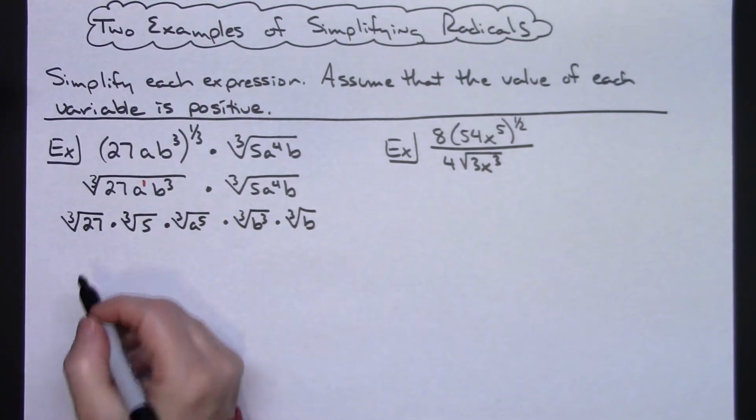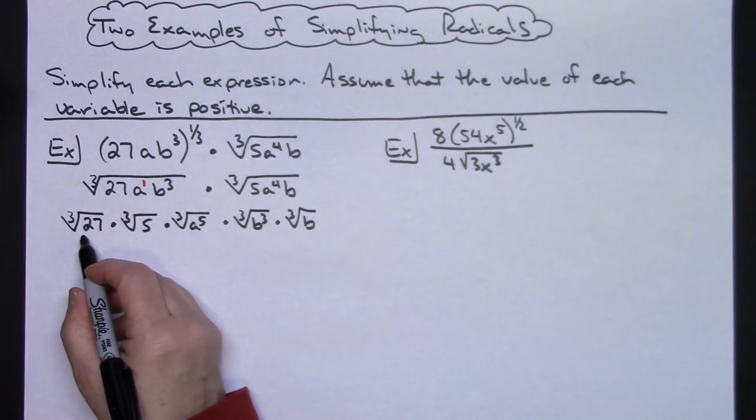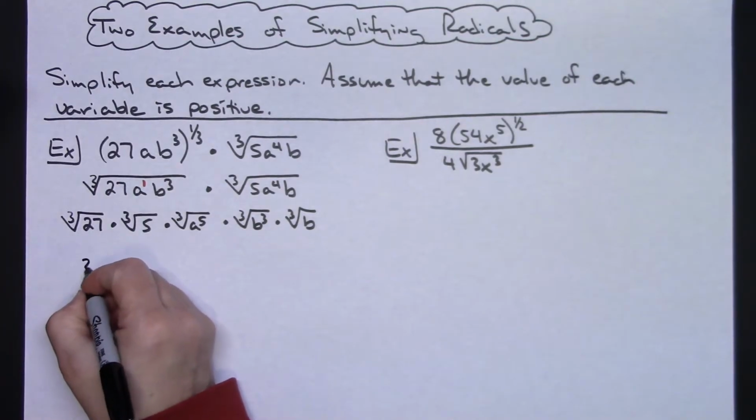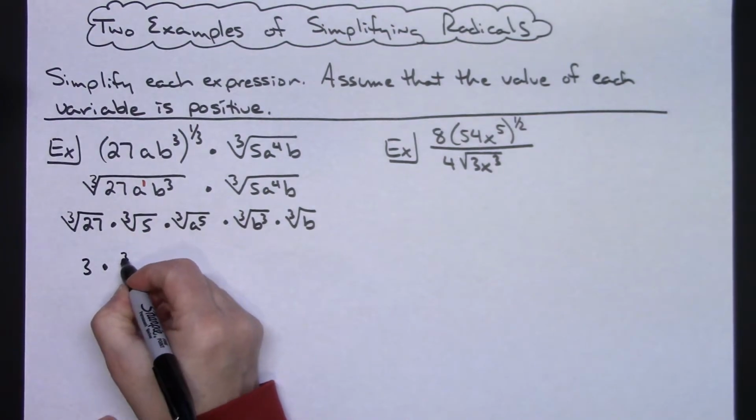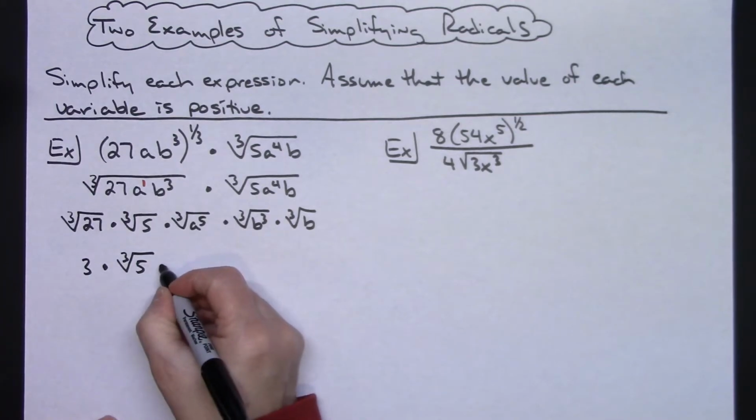Now as I go through and do my next line, I know this is a perfect cube. It's a perfect cube of 3. This is not a perfect cube, so I'm going to leave it alone. It's going to remain under the radical.